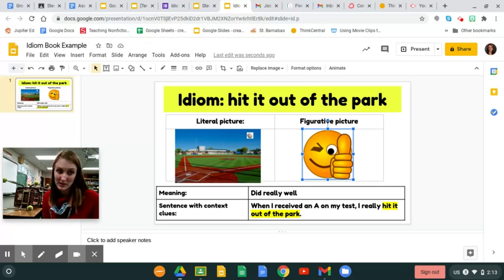Now, be creative. Have fun with this, okay? Make these pictures as wonky as you want to, as long as they make sense. I'm excited to see what you have. And then after everyone's done, or while people are working on it, you can be looking at what they put for theirs. So that is your idioms assignment.